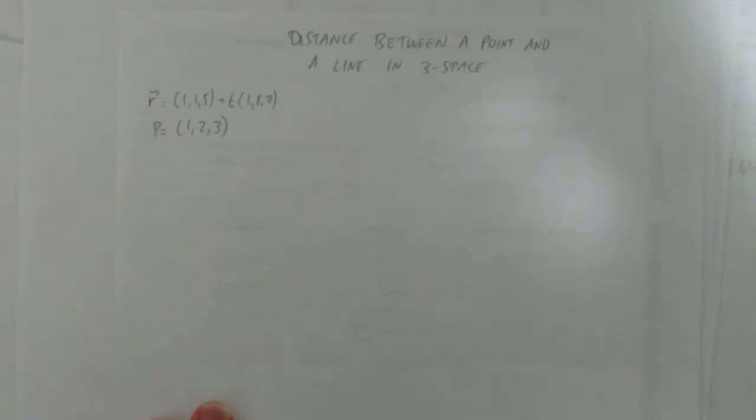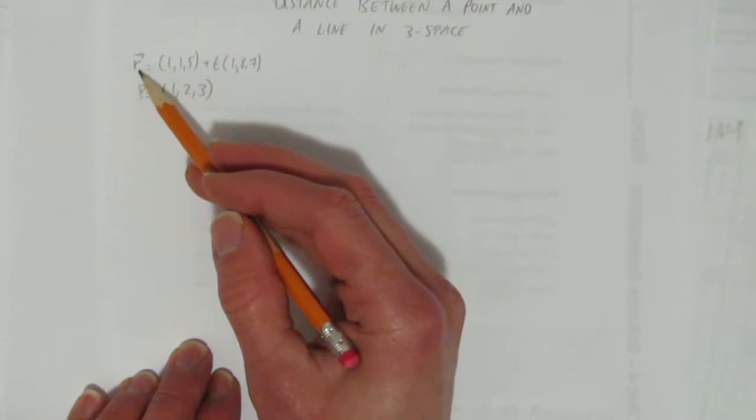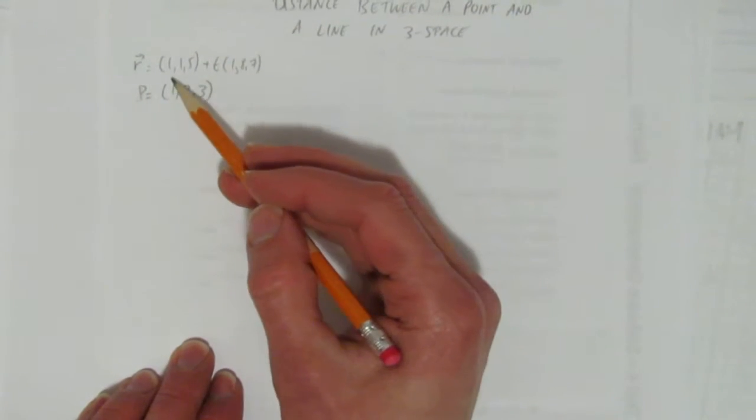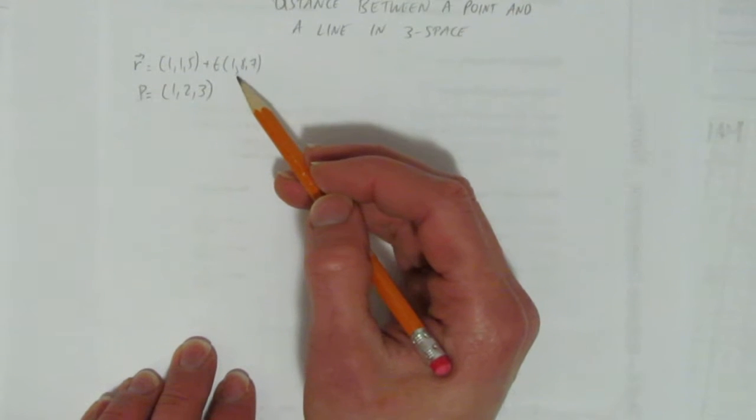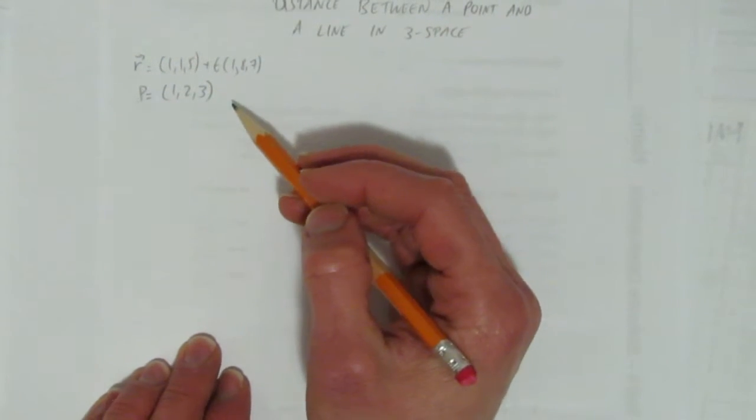In this video, we'll look at how to calculate the distance between a point and a line in 3 space. So we're given a line in the form of a vector equation, r vector equals (1, 1, 5) plus t(1, 8, 7), and a point (1, 2, 3).